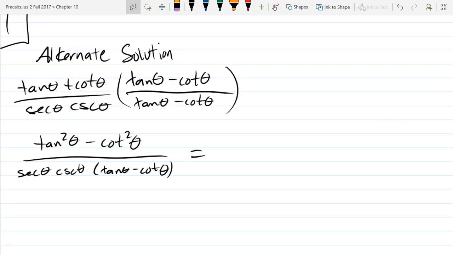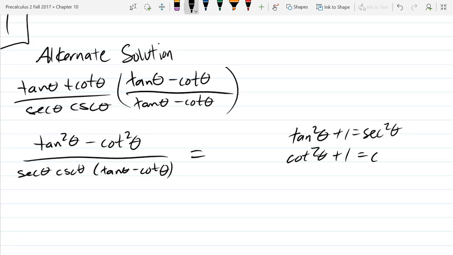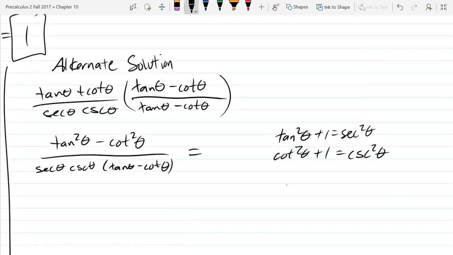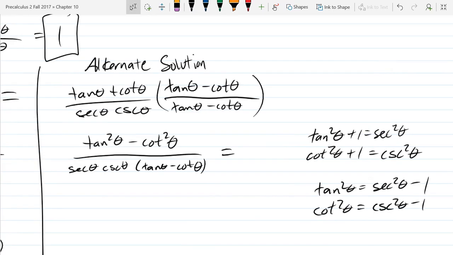So we could write down the Pythagorean identities. Tan squared theta plus 1 equals secant squared theta. And let's see, cotangent squared theta plus 1 equals cosecant squared theta. Unfortunately, I don't have tangent squared plus 1. I just have tangent squared. So I'll solve the first one for tangent squared by subtracting 1. And cotangent squared subtract 1 is cosecant squared theta minus 1. This looks like it's going to get a lot worse, so let's forget this. So that's really bad.